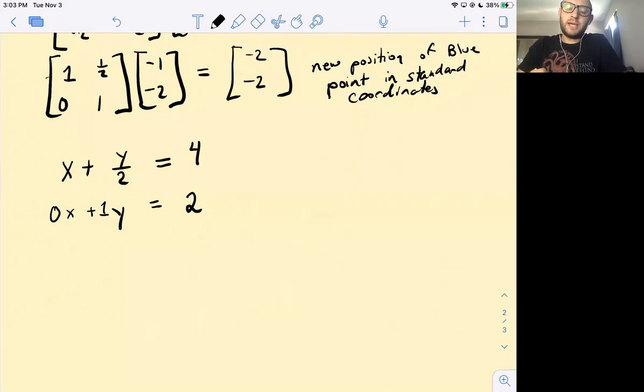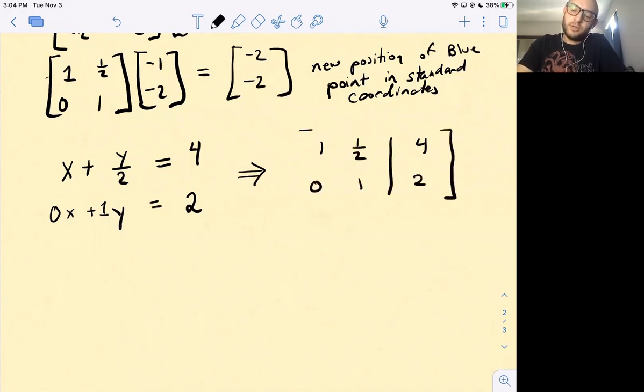This is a really straightforward system. But let me show you how we can rewrite this as a matrix. Previously, we just jumped into augmented matrices. And if you remember, I told you that you can write it as 1, 1 half, 4, and 0, 1, and 2. And I just said, okay, we can do elimination with this system. But in reality, what this covers up is the x and y. And there's a nice way to write this that ties in to the picture that we just drew.